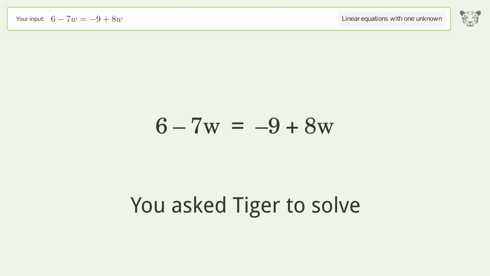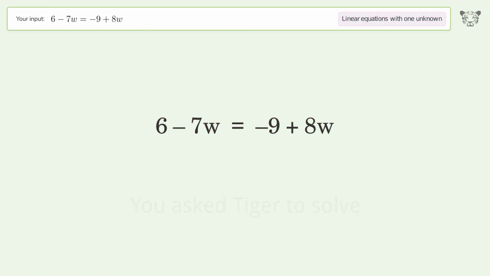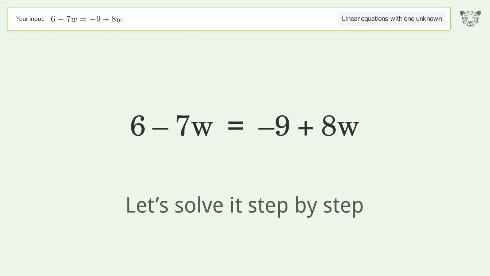You ask Tiger to solve. This deals with linear equations with one unknown. The final result is w equals 1. Let's solve it step by step.